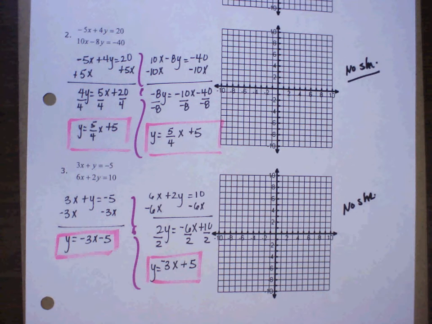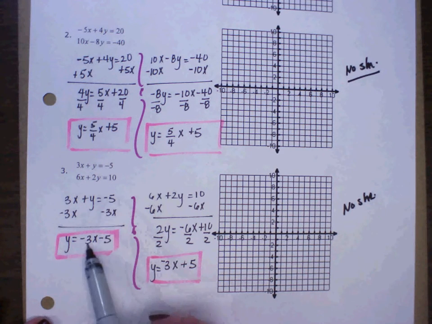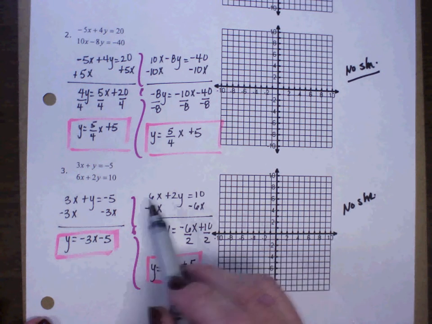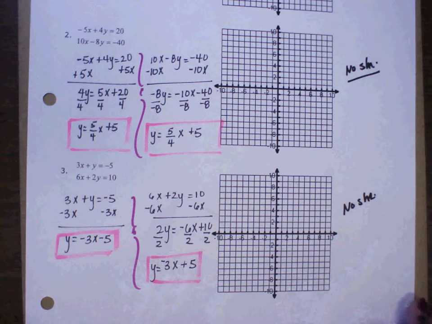But we did it right, right? Minus 3x, negative 3x minus 5, minus 6x divided by 2. Yeah, we did it right. All right. All right, let's go to the top.